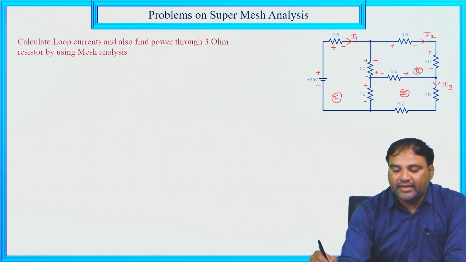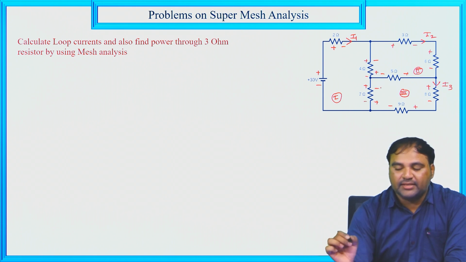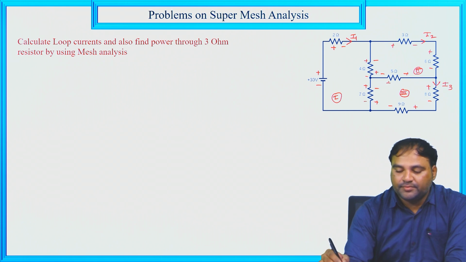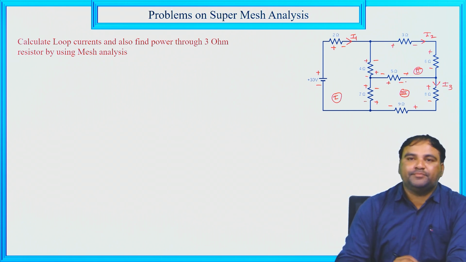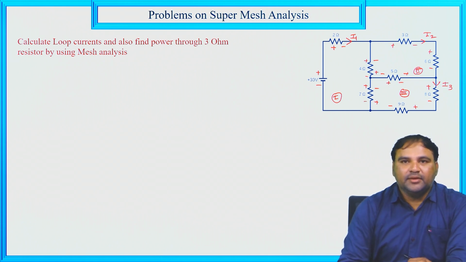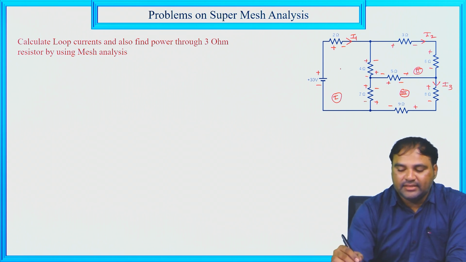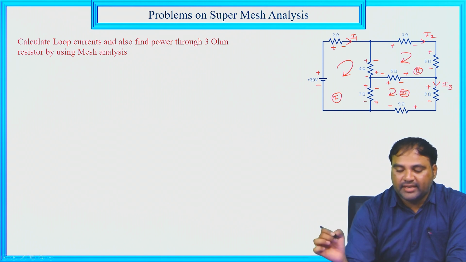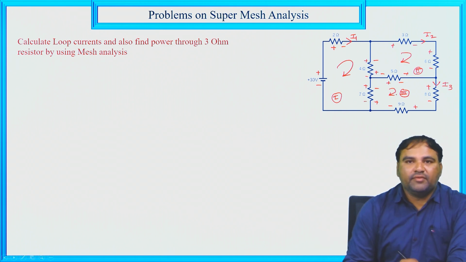So here at 8 ohm plus minus, at 9 ohm plus minus, at 7 ohm again plus minus, and at 5 ohm also plus minus, right? So these are the polarities. Here in this case the 3 loops are in clockwise direction. First loop clockwise direction, second loop clockwise direction, third loop also clockwise direction, right? Now for these 3 loops we need to write the loop equations by applying the KVL.